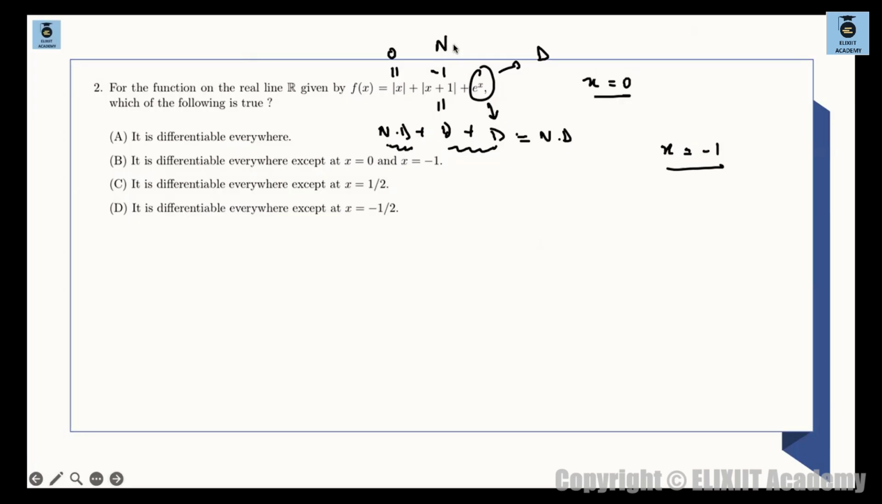At -1 this is non-differentiable, but this is also differentiable. So differentiable plus differentiable is differentiable, plus non-differentiable is a non-differentiable function. So it is not differentiable at -1. और half पे differentiable होगा, half पे this will be differentiable. So option B must be correct, that this is everywhere differentiable except 0 and -1. ठीक है. So these questions are time saver, ये तो verbally solve हो रहा है.